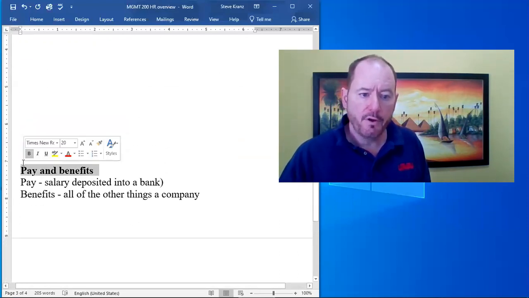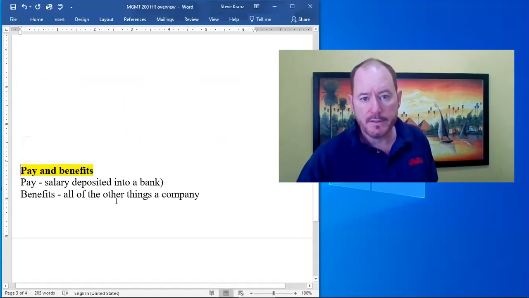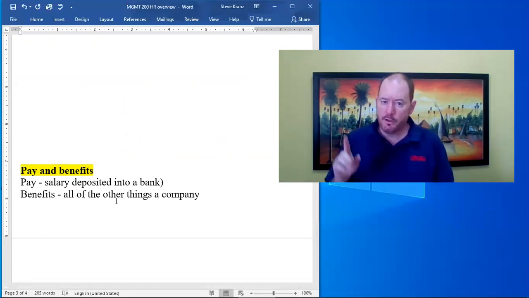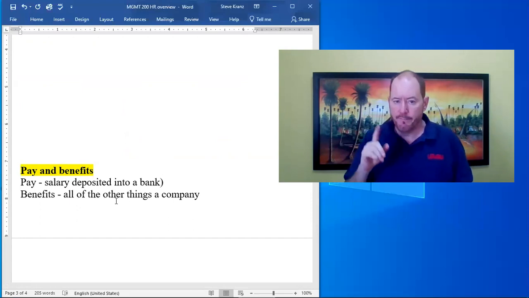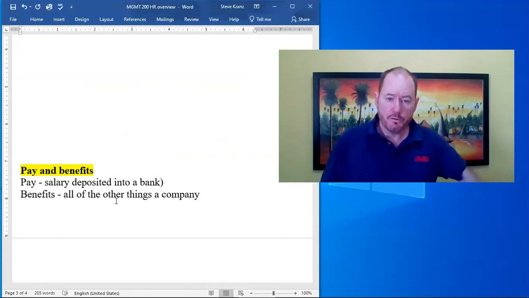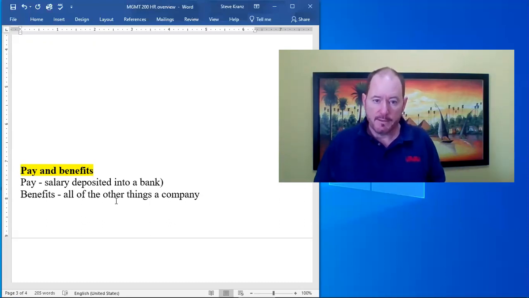Another major area of human resources is the pay and benefits. So how do you properly pay your employees? You want to make sure that you're paying your employees a fair amount, but obviously you don't want to pay too much. How do you come up with that? And so we'll look at that when we get to that section. Also, the term benefits.